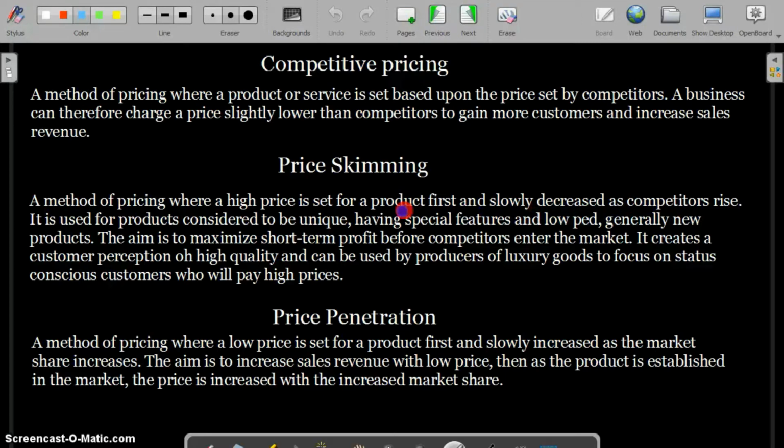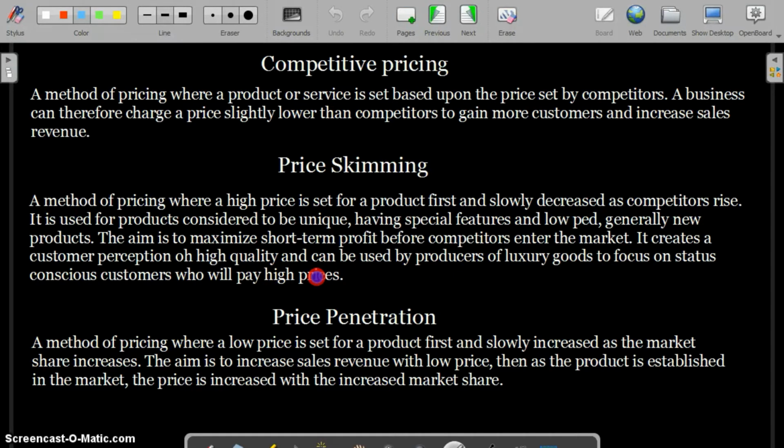It is used for products considered to be unique, having special features and low price elasticity of demand, generally new products. The aim is to maximize short-term profit before competitors enter the market. It creates a customer perception of high quality and can be used by producers of luxury goods to focus on status conscious customers who will pay high prices.